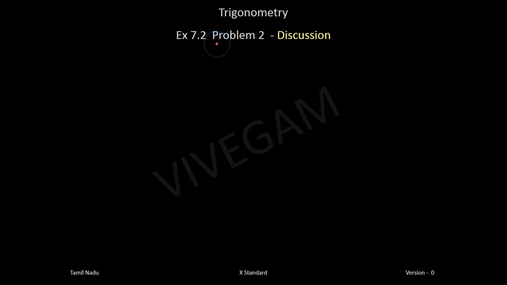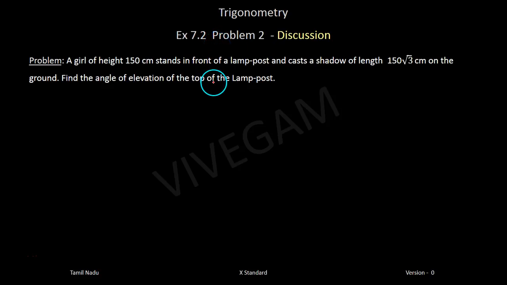Exercise 7.2 problem 2 discussion. So let's read this problem. A girl of height 150 cm stands in front of a lamp post and casts a shadow of length 150 root 3 cm on the ground. Find the angle of elevation of the top of the lamp post.